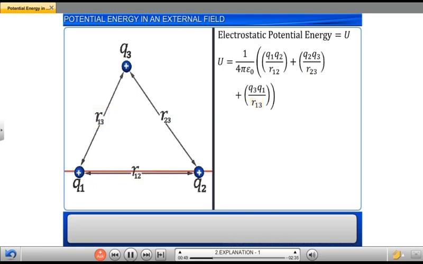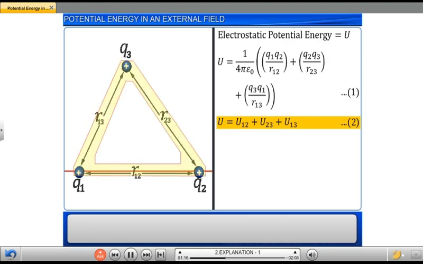Let this be equation 1. Equation 1 can also be written as U is equal to U12 plus U23 plus U13. Let this be equation 2. In equation 2, U12, U23 and U13 are the electrostatic potential energies for the pairs of charges Q1, Q2, Q2, Q3 and Q1, Q3 respectively.